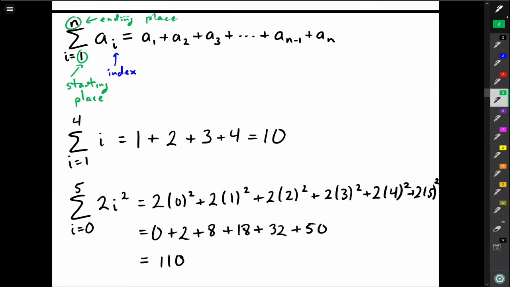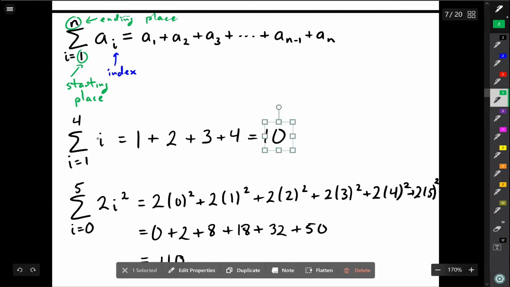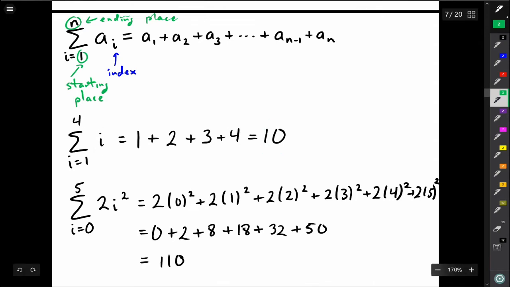So let's see how that happens with some specific sums. Here we're adding up i from i equals 1 to 4. What does that look like? We start by plugging in 1, plus the next number, 2, plus the next number, 3, plus the next number, 4, and 4 is the last number here, so we stop there. Add those up and we get 10.